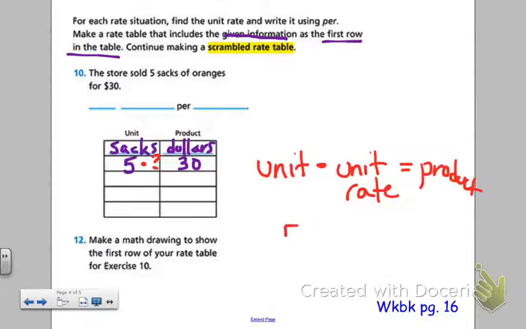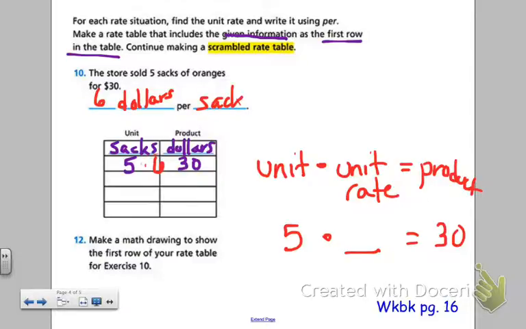So we have our unit, which is 5, we have our product, which is 30, but we're missing the unit rate. We're missing how much it costs for 1 sack of oranges. If you know your math facts, you probably can figure out that it's $6 per sack. 6 is the missing number. So that means it's $6. Oops, I should probably have dollars as my label here. $6 per sack.